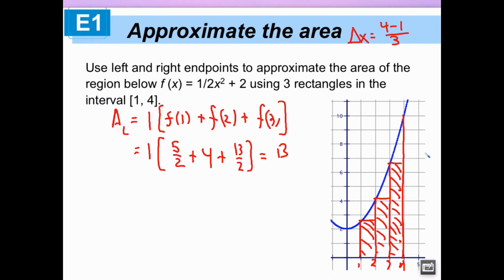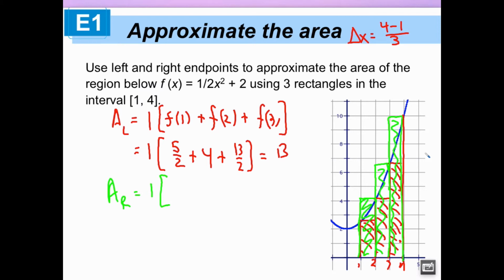Okay, right hand rectangles. I'm going to use the same vertical lines. But this time I go up the right-hand side. So I go up the right-hand side, I hit the function, come across. Go up the right-hand side, hit the function, come across. So the area using right-hand rectangles. Delta x did not change.